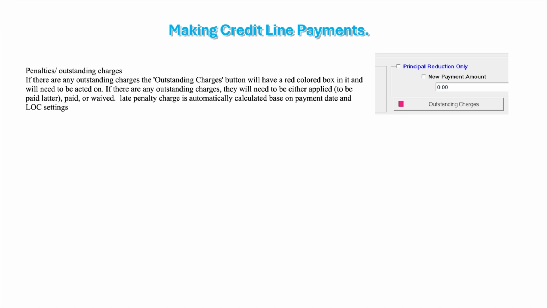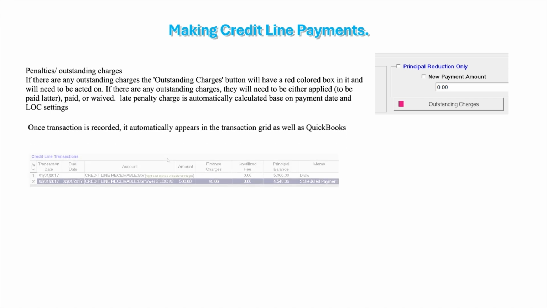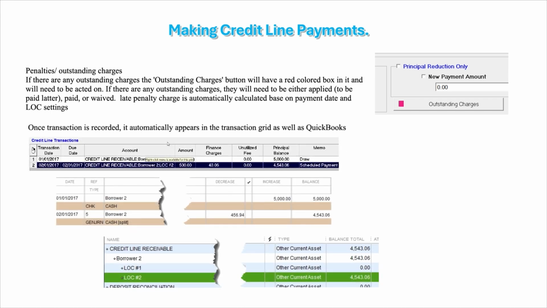Late penalty charge is automatically calculated based on payment date and LOC settings. Once the transaction is recorded, it automatically appears in the Transactions grid as well as QuickBooks.